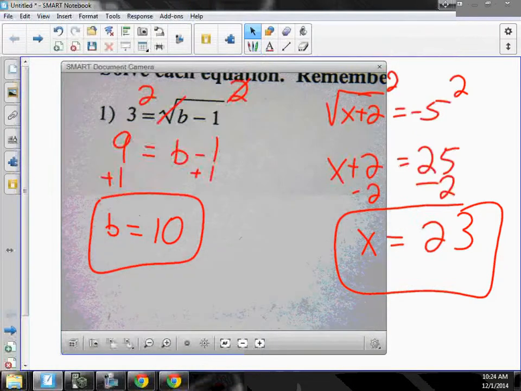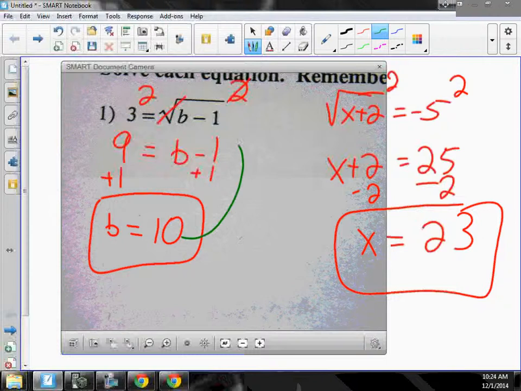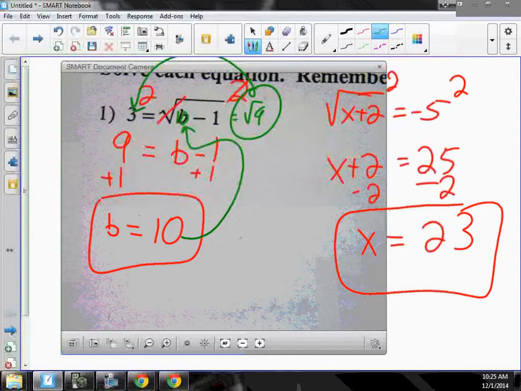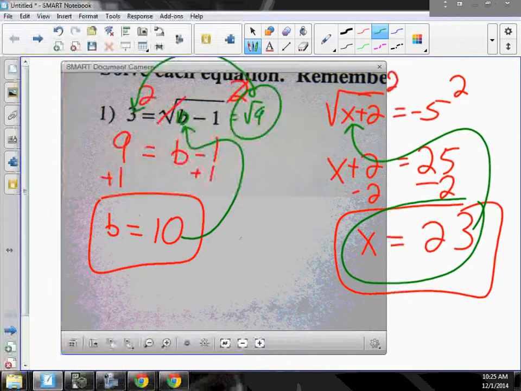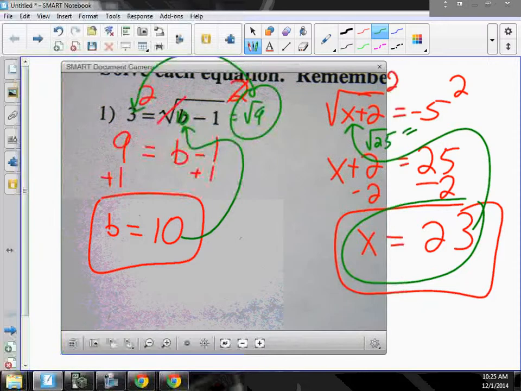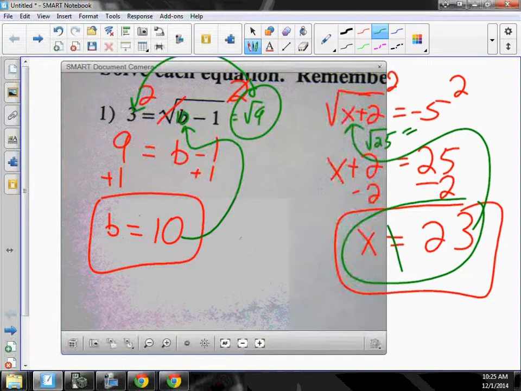But watch this. If I plug 10 back into the equation, I get the square root of 10 minus 1, which is the square root of 9. Does the square root of 9 equal 3? Yeah, it worked. Let's try plugging this in. 23 plus 2 is 25. Is the square root of 25 equal to negative 5? No. So this answer appeared to work, but it actually doesn't work. So this one would have no solution.